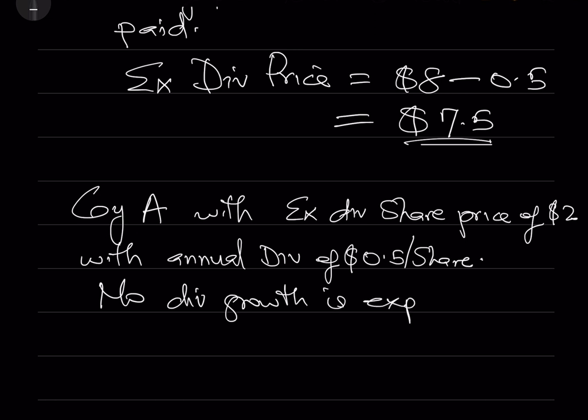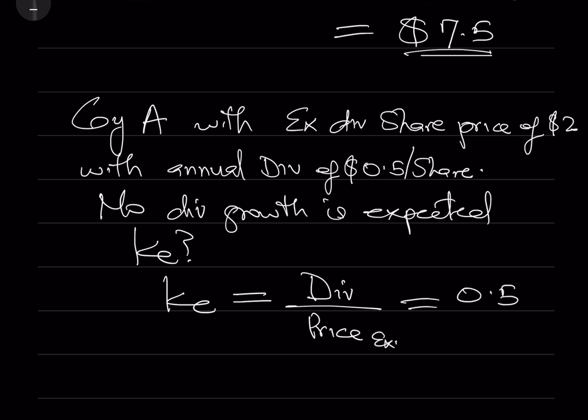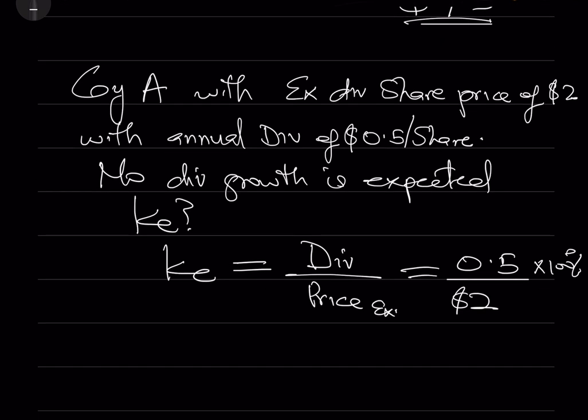So what this means is that this company is not planning to pay any dividend more than what it has been paying on annual basis. And this is asking you to calculate cost of equity. What is the cost of equity? Cost of equity, remember, is just your annual dividend divided by the ex-div price. And annual dividend is 0.5. Ex-div price is $2. So multiply by 100%. What would that give us? This will give us, I think that's 25%.